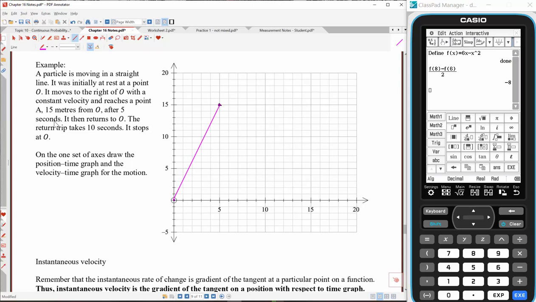After 5 seconds, it then returns to O. The return trip takes 10 seconds. It stops at O. So 5 to 15, so let's put our dot down here. So 10 seconds from this change of direction.